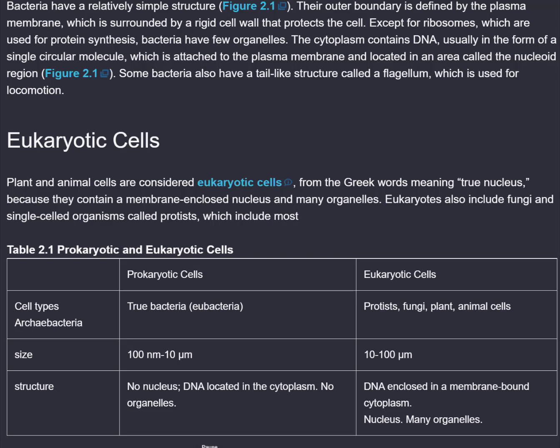Bacteria have a relatively simple structure, Figure 2.1. Their outer boundary is defined by the plasma membrane, which is surrounded by a rigid cell wall that protects the cell. Except for ribosomes, which are used for protein synthesis, bacteria have few organelles. The cytoplasm contains DNA, usually in the form of a single circular molecule, which is attached to the plasma membrane and located in an area called the nucleoid region, Figure 2.1. Some bacteria also have a tail-like structure called a flagellum, which is used for locomotion.